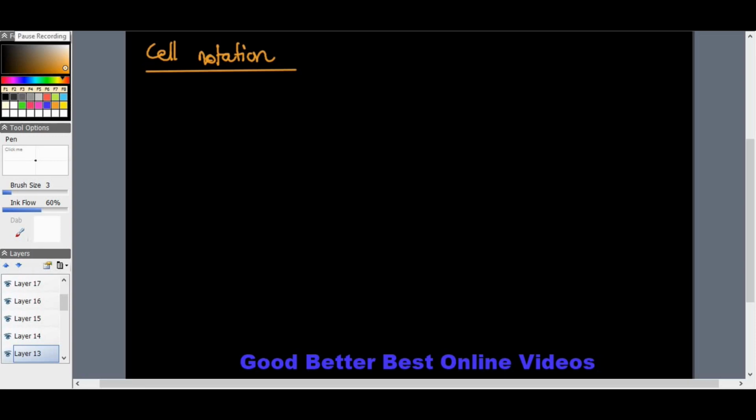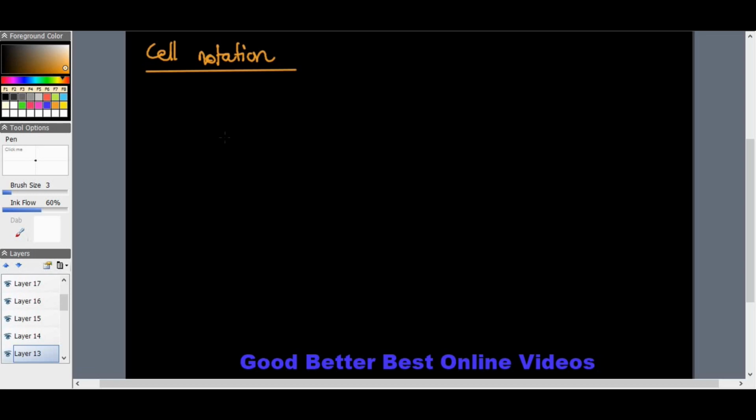Cell notation, grade 12s, is basically a shortened way to represent the galvanic cell. I haven't seen it much in papers since my time at school, about 8 years ago, but it is useful to know, just in case they spring it on you out of nowhere.